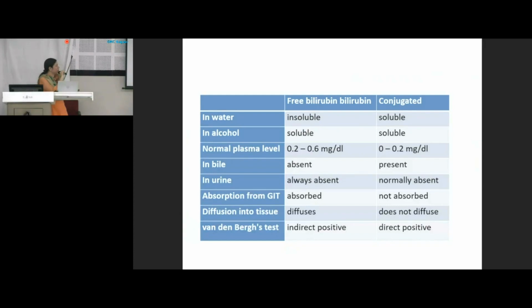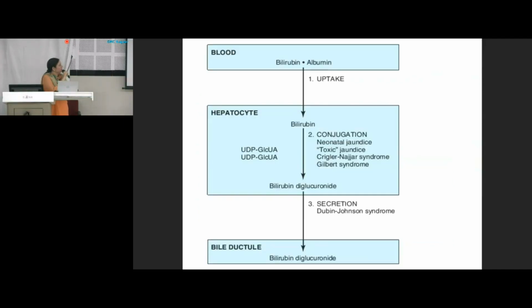So what is the difference between pre-bilirubin, which is also called unconjugated bilirubin, and conjugated bilirubin? In water unconjugated bilirubin is insoluble, conjugated bilirubin is soluble. While in alcohol both are soluble. This is the normal plasma level. In bile, naturally unconjugated bilirubin will be absent, conjugated bilirubin will be present. And absorption from the GIT: unconjugated bilirubin is absorbed, conjugated is not absorbed. Then Van den Bergh's test: unconjugated bilirubin will give an indirect Van den Bergh test positive, while conjugated bilirubin will give a direct Van den Bergh's test positive. That's why conjugated bilirubin is also called direct bilirubin, and unconjugated bilirubin is also called indirect bilirubin. These names are based on the Van den Bergh's test.